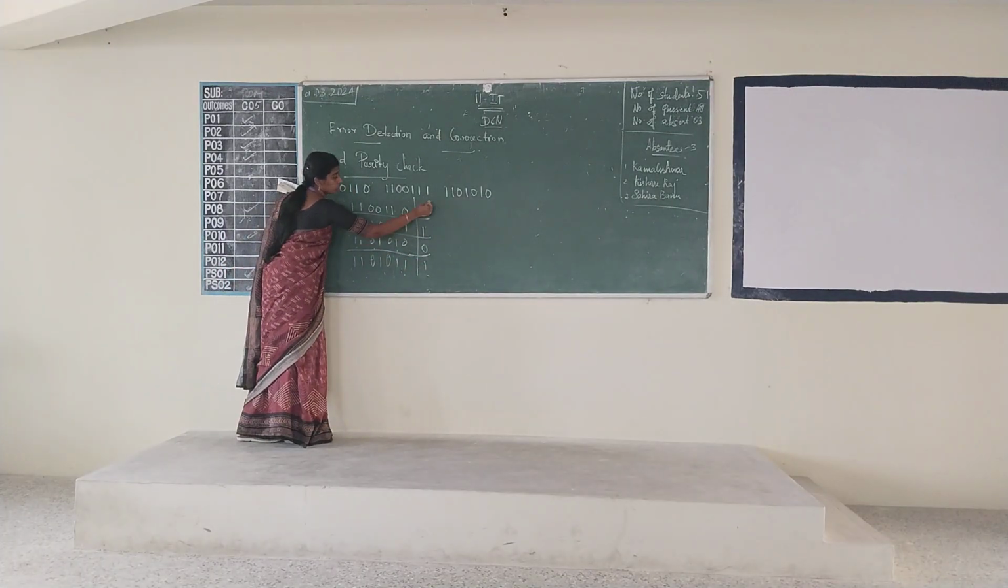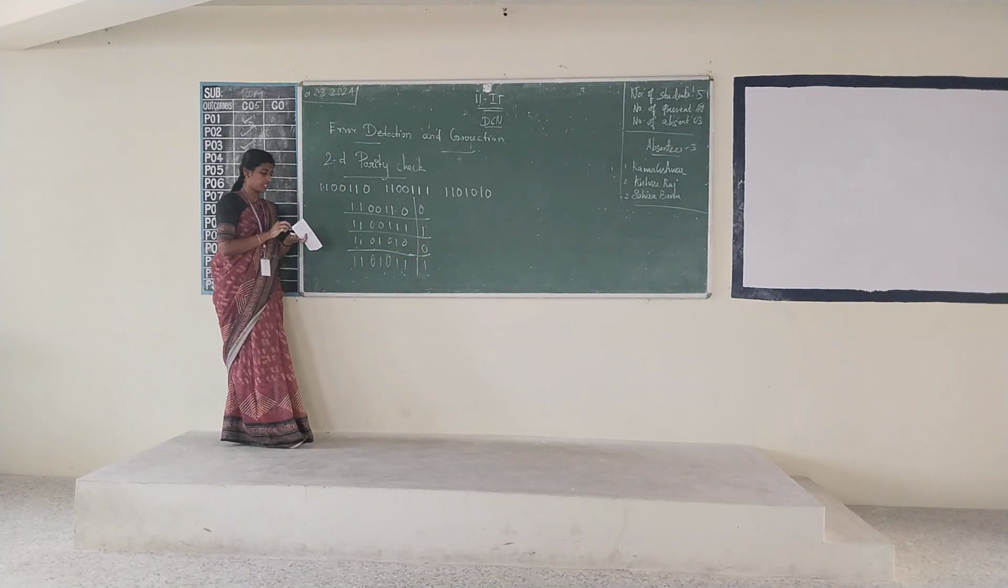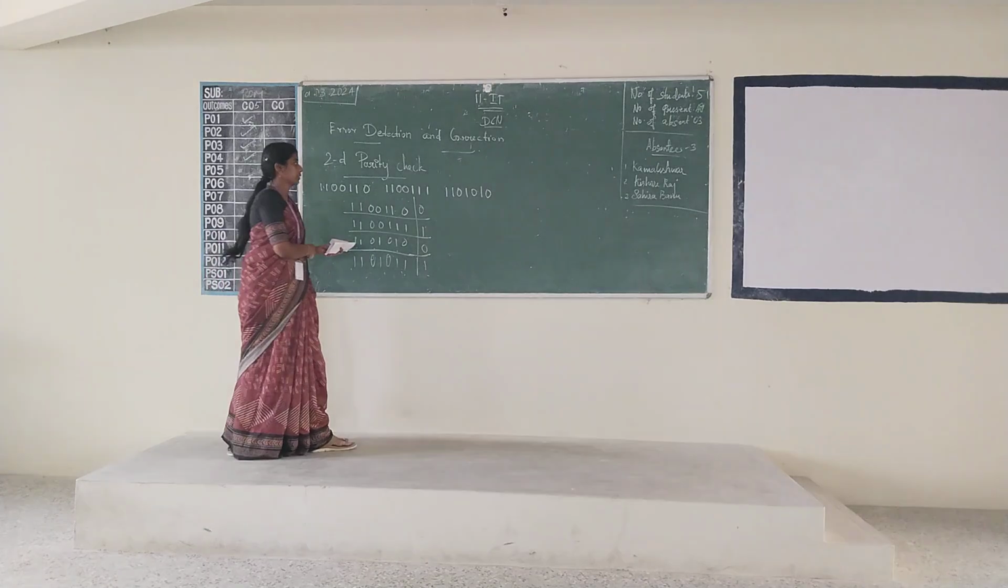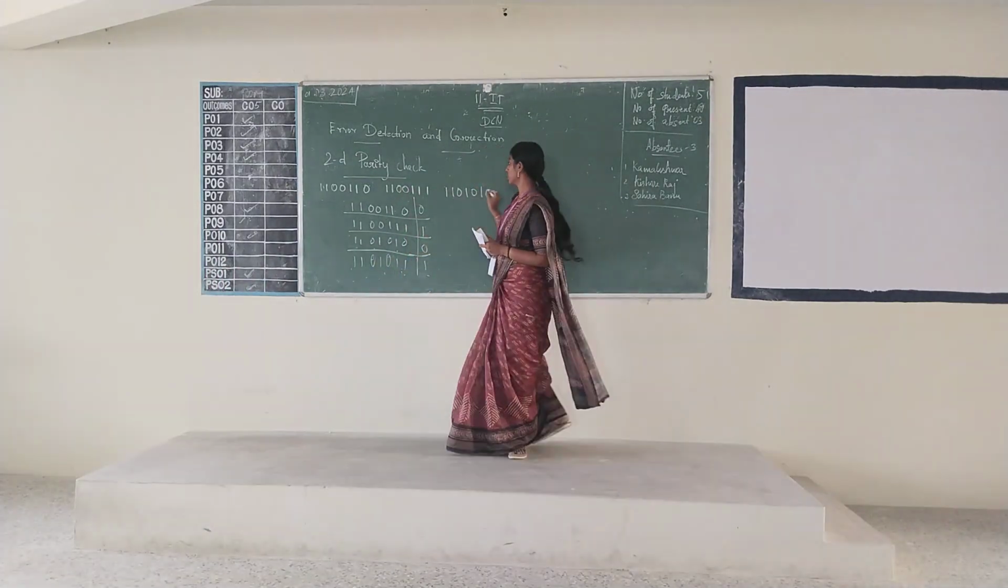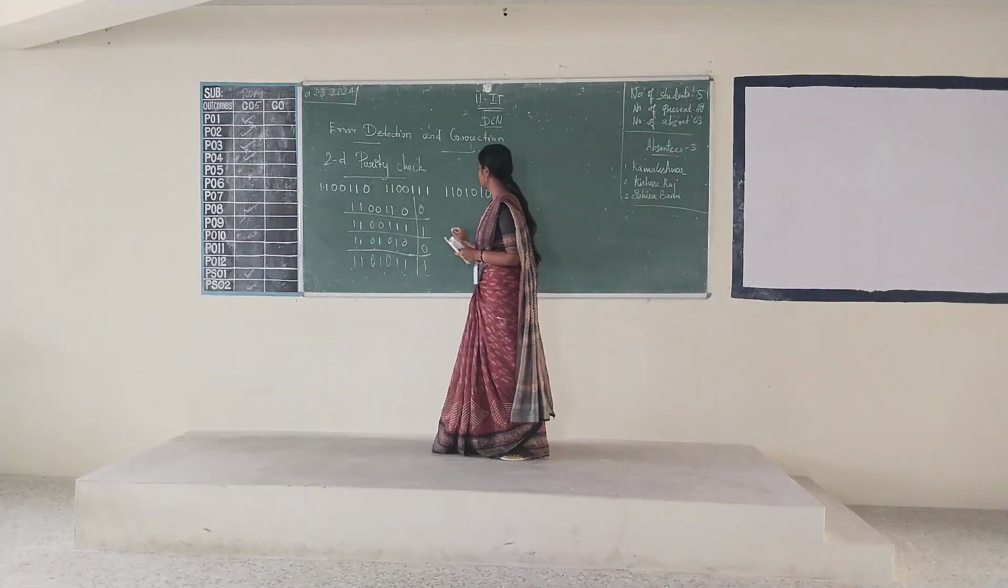Automatically your column and your row is tallied here. Now how will you set the data? This is your code word. Sorry, this is your message. Now how will the data be transmitted?